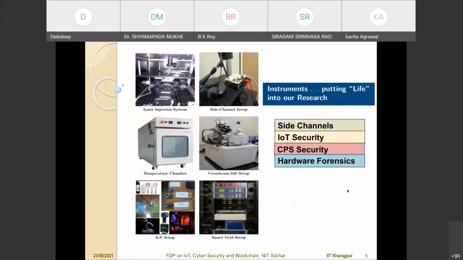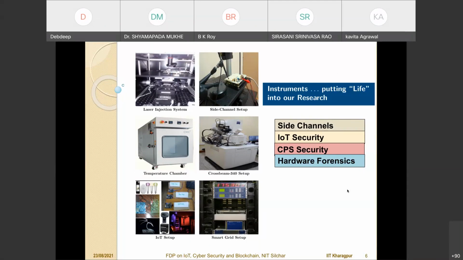One of the important aspects of our line of research is to experiment and really see that whatever theory we are trying to develop works in practice. So instruments are a very important aspect of our research. Here are some pictures to give you a sneak peek into our laboratory setup. You have laser stations, side channel setups, and temperature chambers for evaluation.